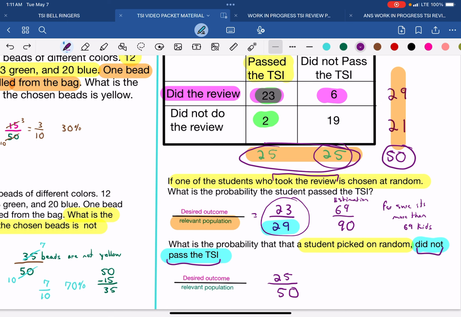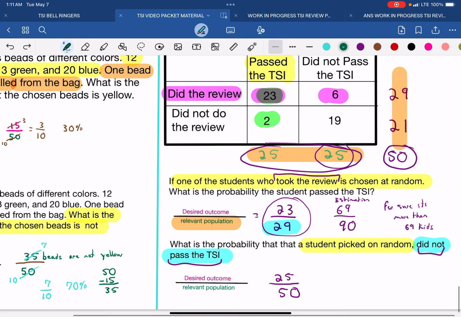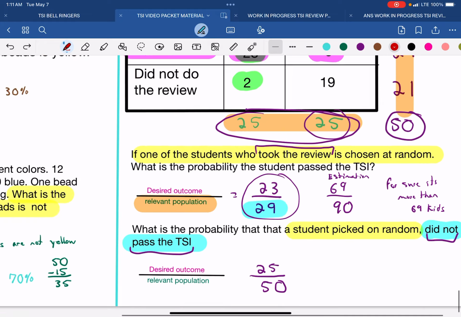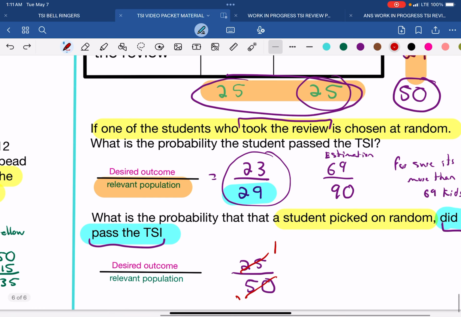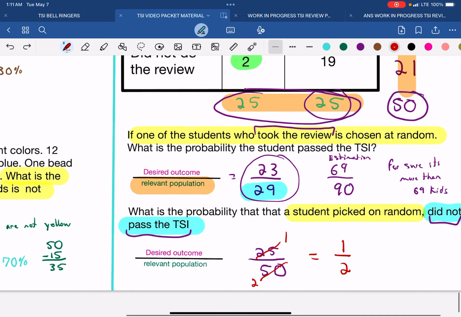Now, can we simplify? In this case, we can. 25 divided by 50. Both divisible by 25. 25 divided by 25 is 1. 50 divided by 25 is 2. Equals to what? 1/2.